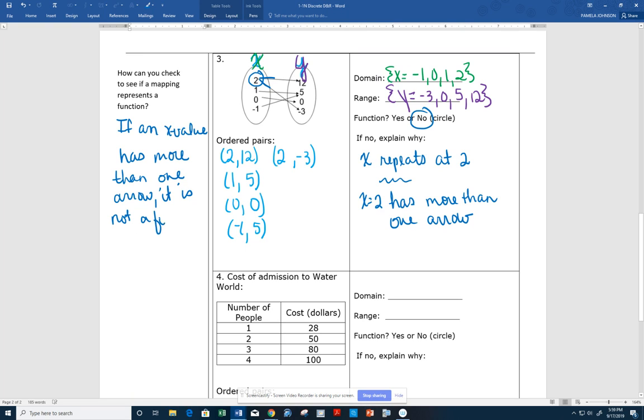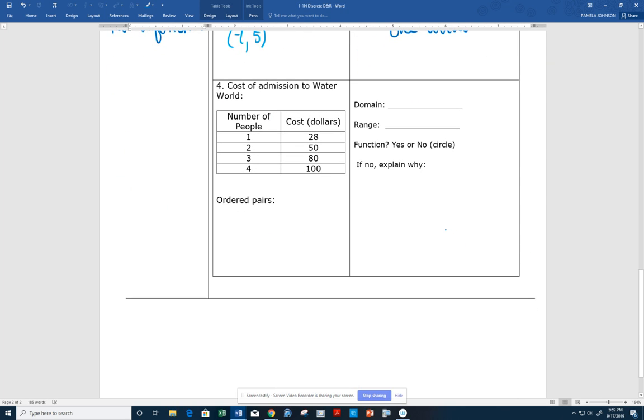All right, we have one more example to look at, and that is this table: cost of admission to Waterworld. Again, we need to set up some ordered pairs, and we're going to get those from the table itself. Our pairs are already put together for us. We just need to put them in the ordered pair format: 1 and 28, 2 and 50, 3 and 80, and 4 and 100.